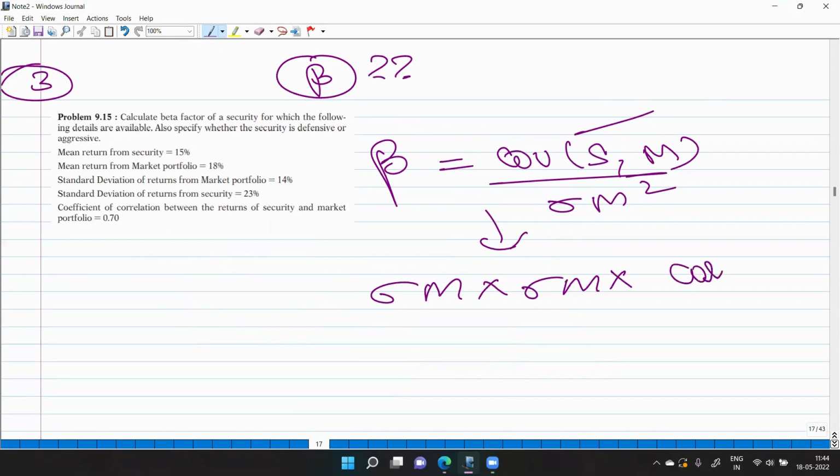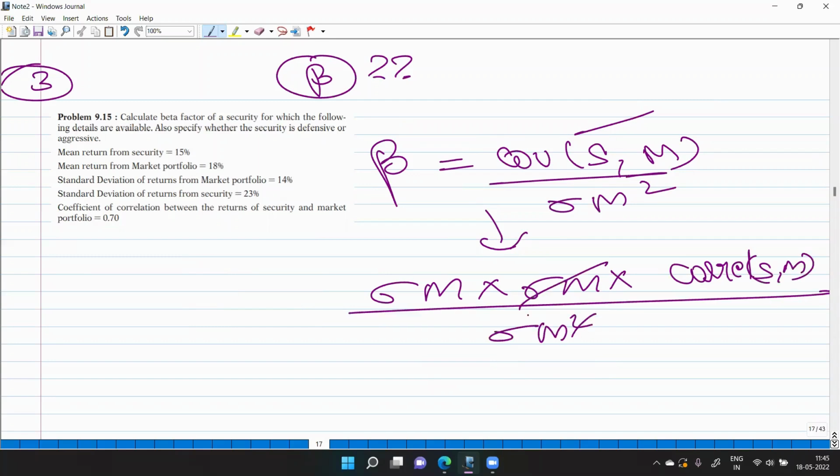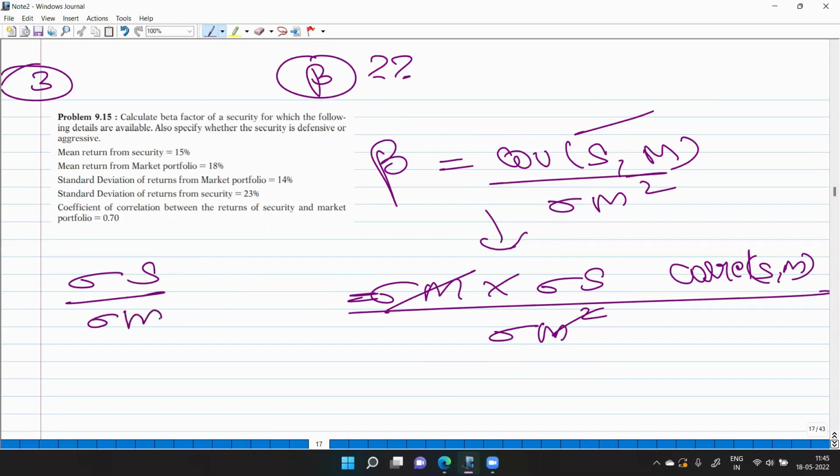into correlation, right? Can I just cancel this? Sorry, this is, and can I cancel this? So it will come out to be, ठीक है। Now let's use this particular formula for this particular question.